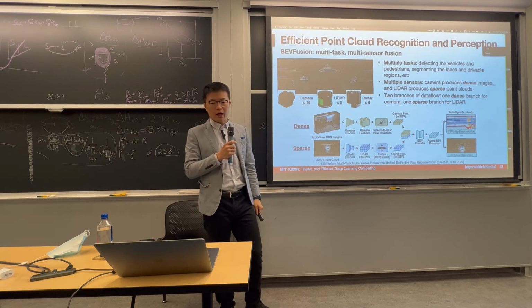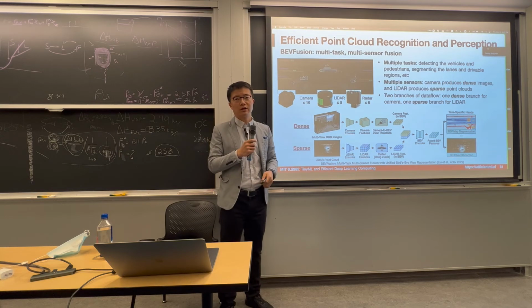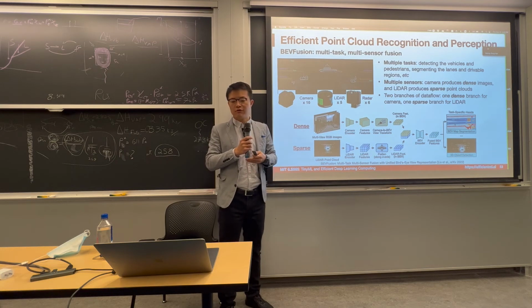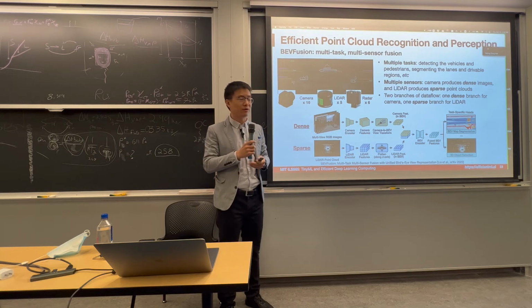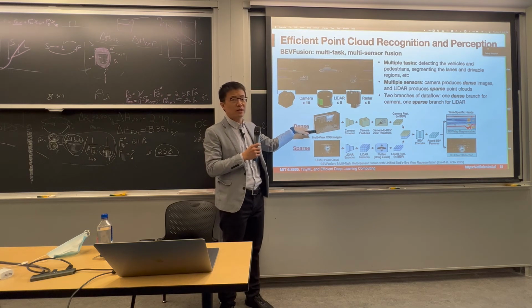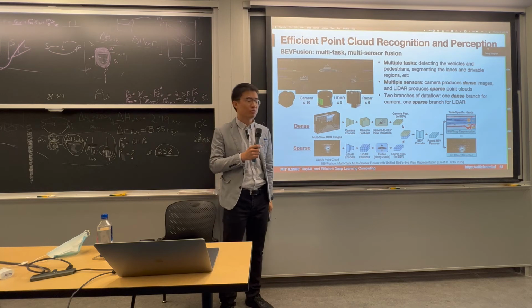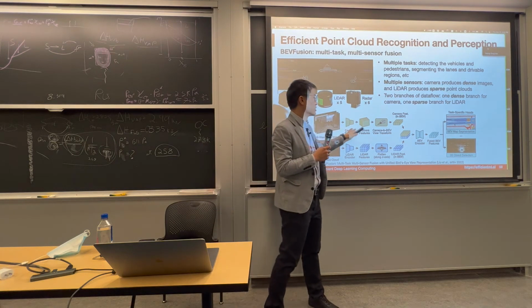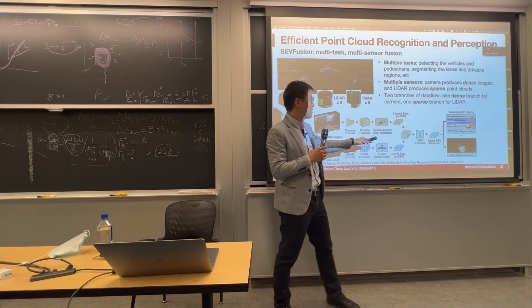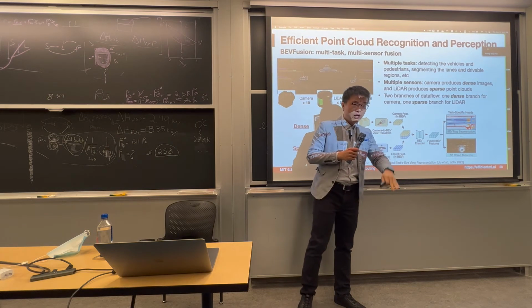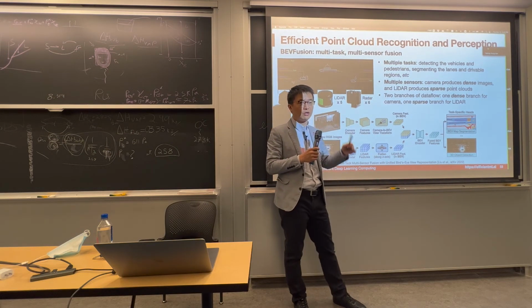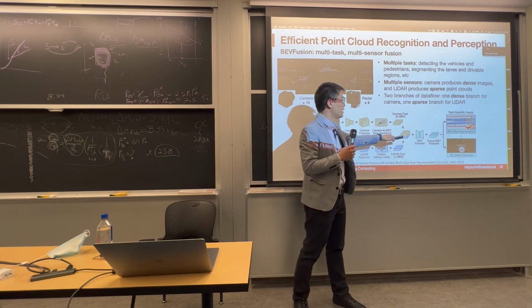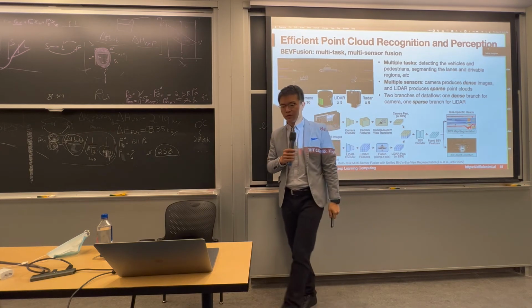Right? So actually, we propose this method called BEV fusion that fuses multiple sensors to perform multiple tasks in the bird's eye view. Right? So we have a dense image branch and also a sparse point branch. We do feature extraction on both of them, and then we project them to the bird's eye view, right? Assuming there's not a vehicle on top of another vehicle, and then we fuse them in the bird's eye view.